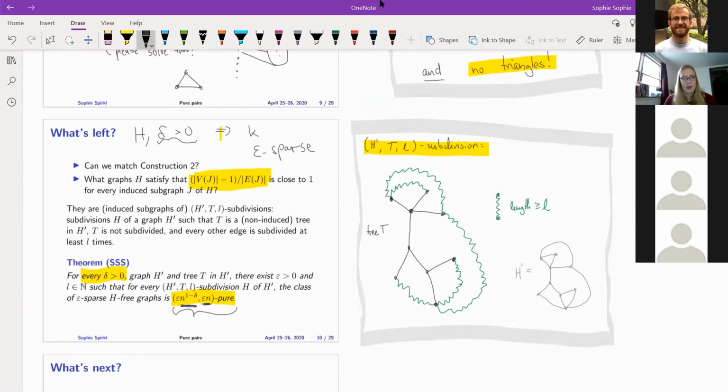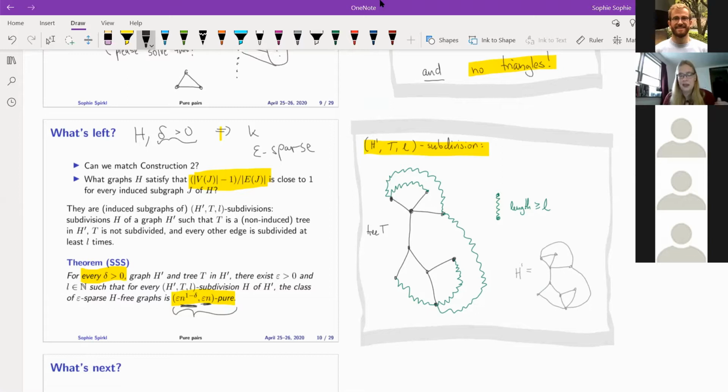At least for now, the first way in which we match it is that it tells us that how close we can get to 1 is related to the girth of a graph. But if you tell me how close you want the pure pair to be to n to the 1, I can tell you how big the girth, the number of subdivisions, should be in order to make that happen.